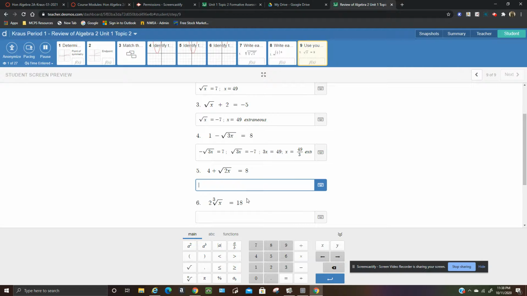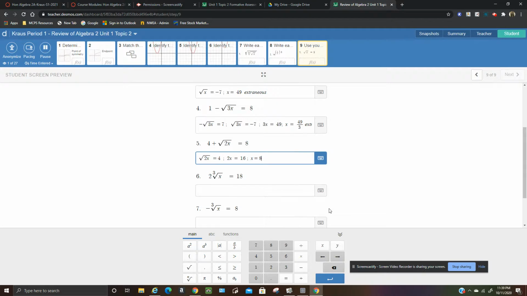And then this one, subtract 4 from both sides, and then square both sides. Should be 16. When I go to check it, 4 plus the square root of 16 is 4, is equal to 8. So that one works.